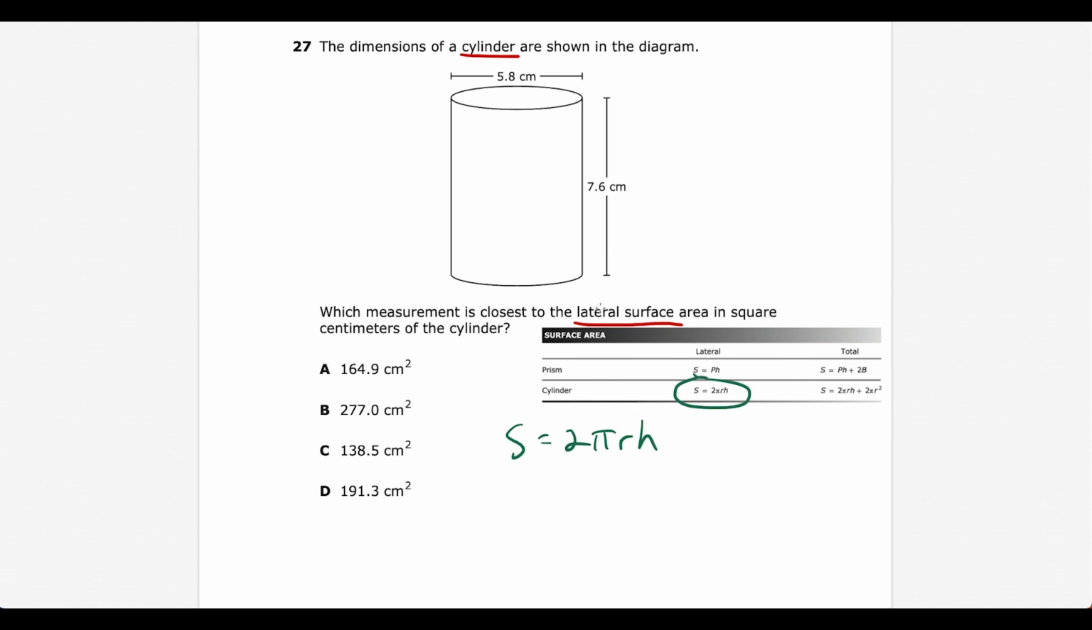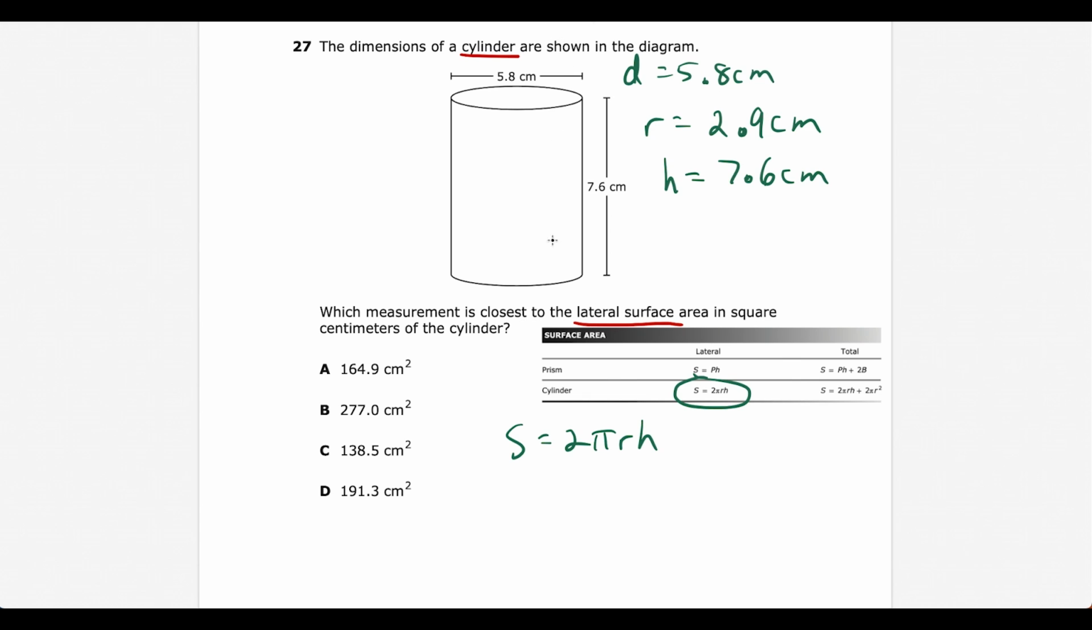So what we want here is just the lateral surface area. We don't want the entire surface area because that would include the circle on top and bottom. We just want the lateral surface area. What we have so far is we were told that the diameter of this cylinder is 5.8 centimeters. So to find the radius, just divide this by 2, and that's going to work out to 2.9 centimeters. Then the height of this cylinder is just going to be 7.6 centimeters.